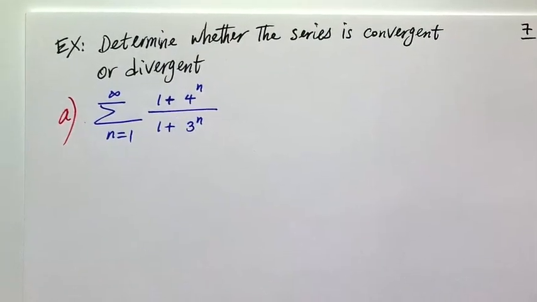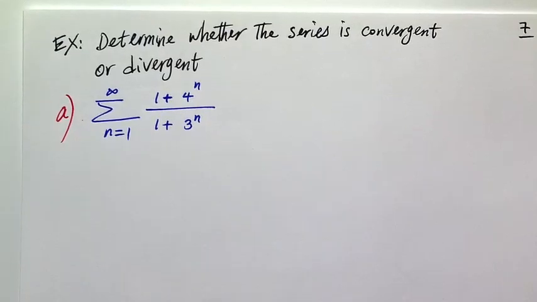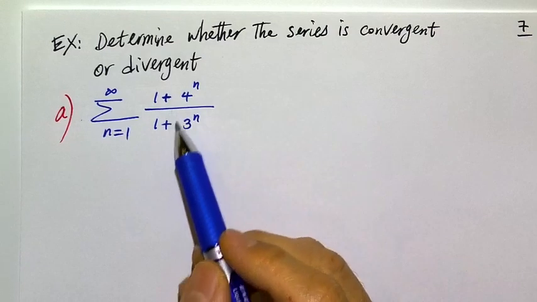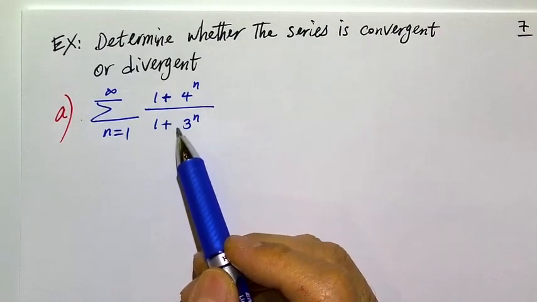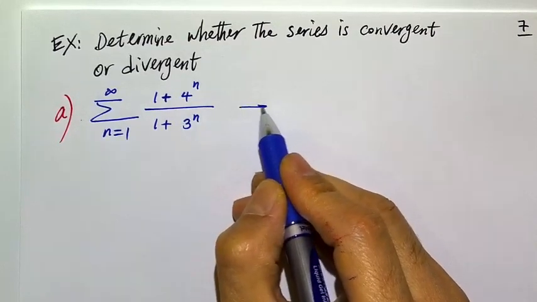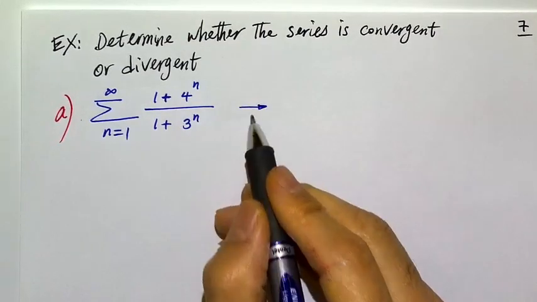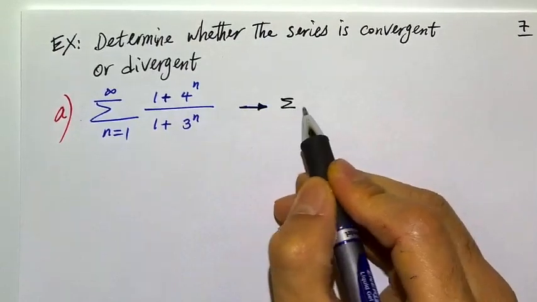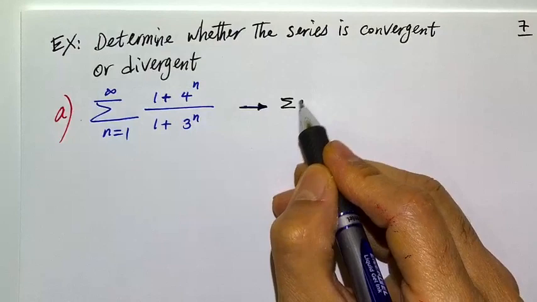Let's look at an example of this kind. Here we want to determine whether the series is convergent or divergent. Notice they don't tell us what kind of test we should use. But using the limit comparison test, well, before that, in anticipation of that, let's take this as the series we're testing.